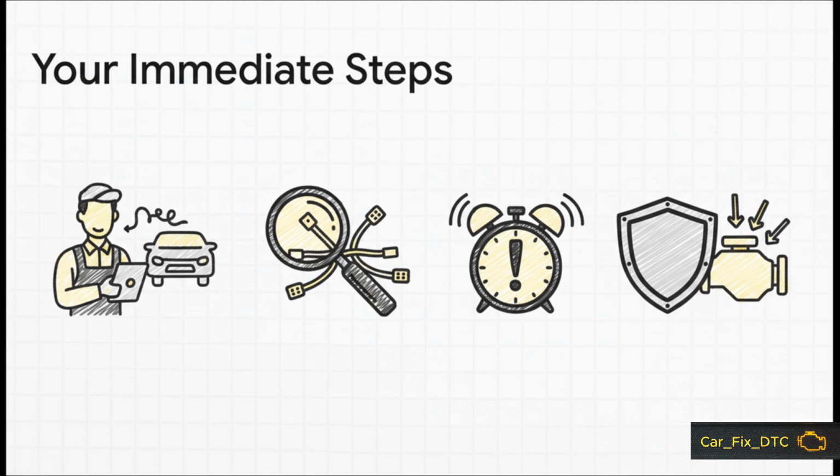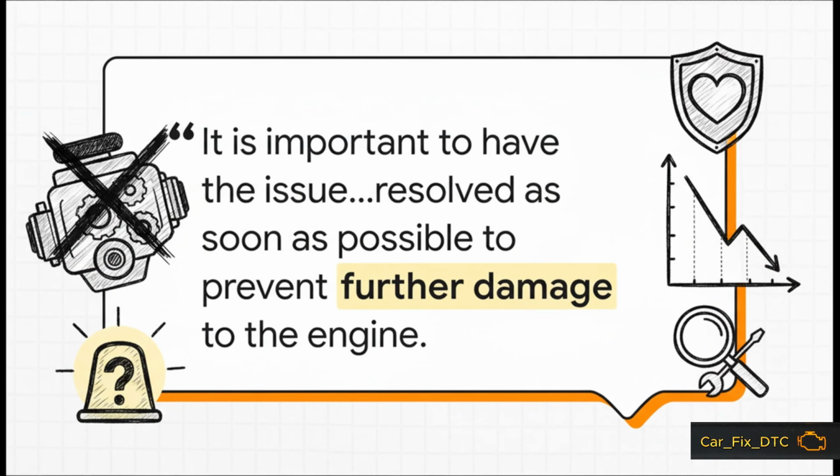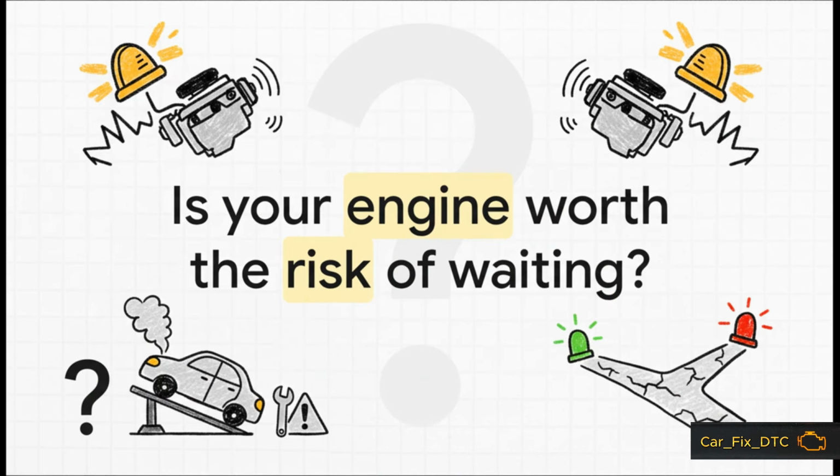And hey, don't just take my word for it. The source material we're looking at is crystal clear on this. This is not a wait-and-see kind of problem. Getting it properly diagnosed and fixed as soon as you can is absolutely critical to protect your engine. So, let's end on this thought. That P117B code, it's more than just an annoying light. It's a direct warning from your car's central nervous system. It's telling you something is off. Now that you know what it means and you know what's at stake, the only real question left is: is your engine worth the risk of waiting?